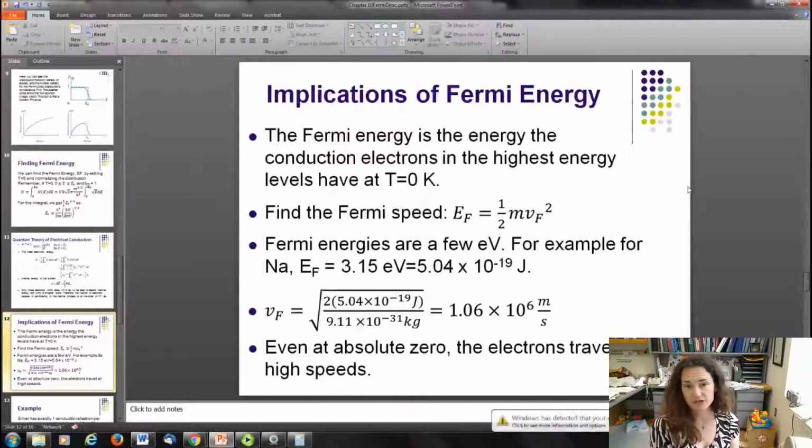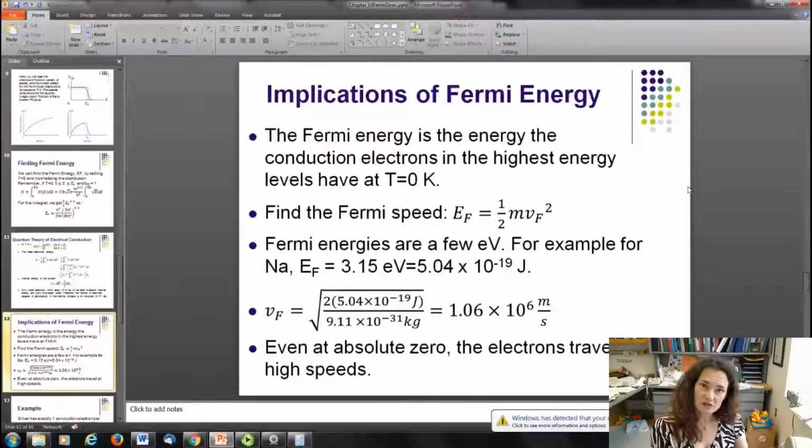All right. Now, Fermi energies, if you look them up, are only on the order of a few eV. In your book, it works out the example for sodium, where the Fermi energy is 3.15 eV, which is about 5 × 10⁻¹⁹ joules. If you plug this into the equation for the Fermi speed that I just solved for you, you get the square root of 2 × 5 × 10⁻¹⁹ joules divided by the mass of an electron, 9.11 × 10⁻³¹ kilograms. If you do that, you see that the Fermi speed is on the order of 10 to the 6 meters per second. What does that mean? That means that even at absolute 0, your electrons are traveling at incredibly high speeds.